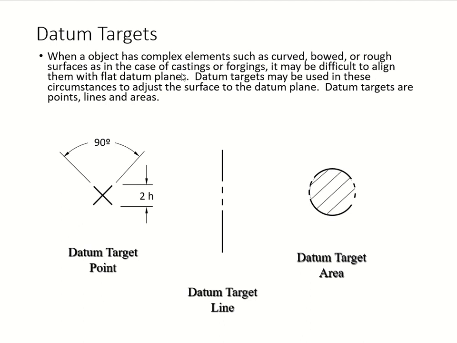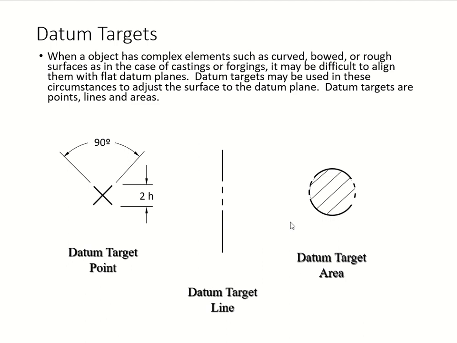So don't worry about it here yet. All you have to know right now is we use datum targets, if you have so many elements on your drawing of the object. So datum targets, we usually use them to adjust the surface to the datum plane. I'll show you one by one.